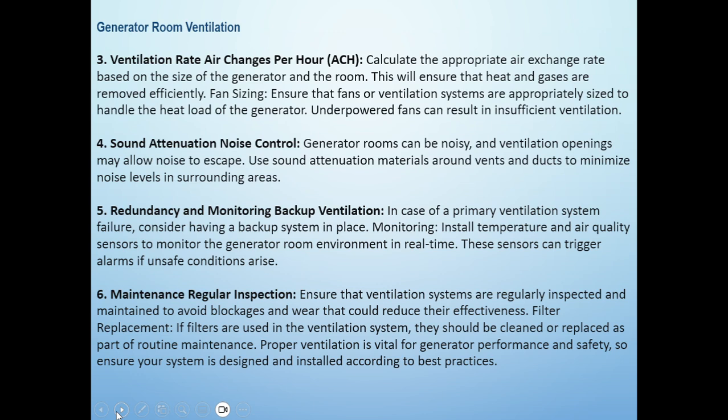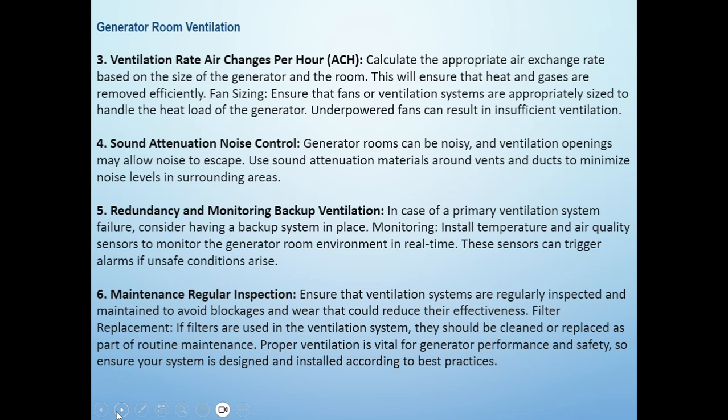Number 3. Ventilation rate, air changes per hour. Calculate the appropriate air change rate based on the size of the generator and the room. This will ensure that heat and gases are removed efficiently. Fan sizing. Ensure that fans or ventilation systems are appropriately sized to handle the heat load of the generator. Underpowered fans can result in insufficient ventilation.